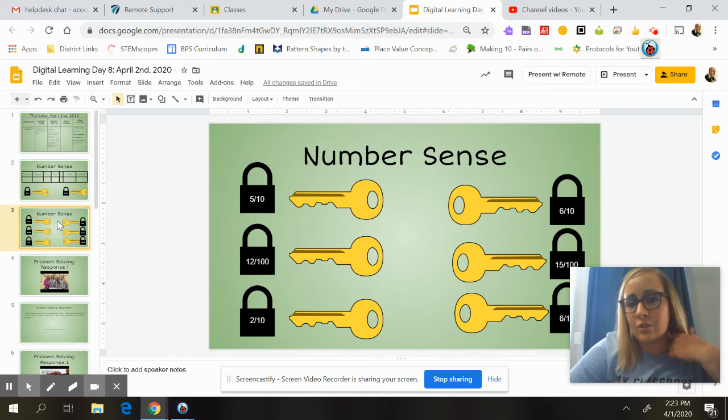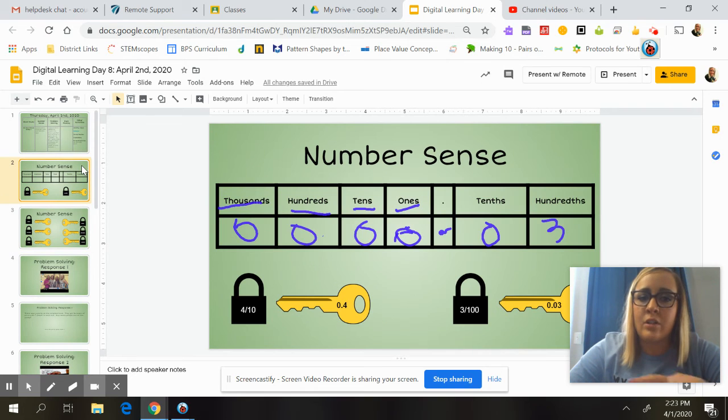Now, the reason I told you that you're going to do something like that is because on this slide, you're going to write in your own decimals on each of these keys. You're unlocking the fraction with the form of a decimal. If you need to use this chart back here on slide number 2, feel free to use this place value chart on slide number 2. It is to your advantage.